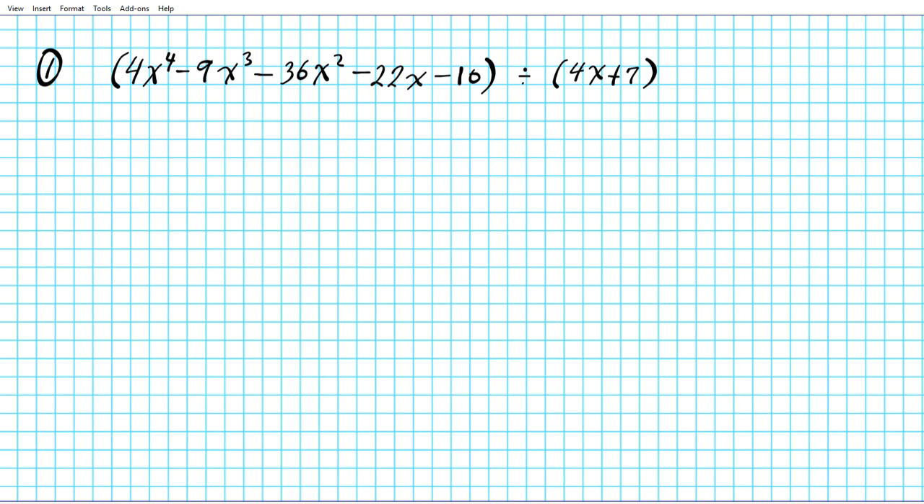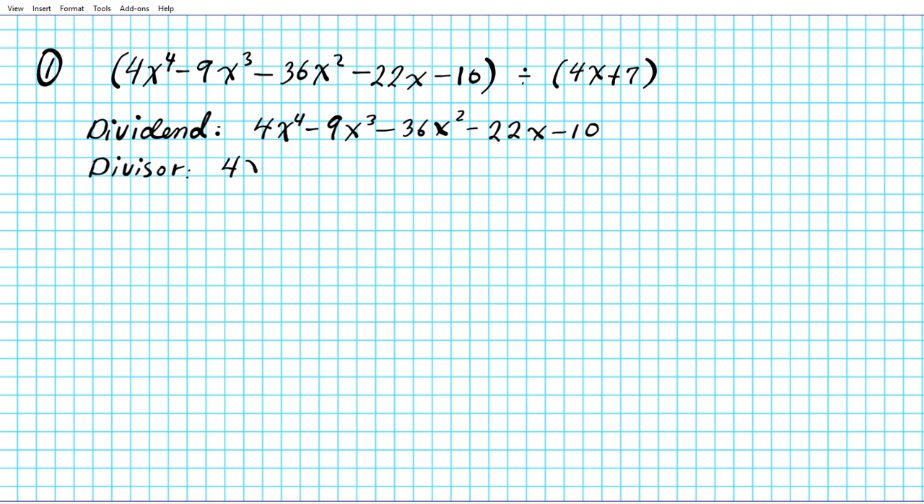Okay? Now let's go ahead and indicate what the components of this problem are. Let's start by stating what the dividend is. The dividend is 4x to the fourth minus 9x to the third minus 36x squared minus 22x minus 10. So what you're going to divide is the dividend. What you're dividing by is known as your divisor. In this case, it is 4x plus 7.